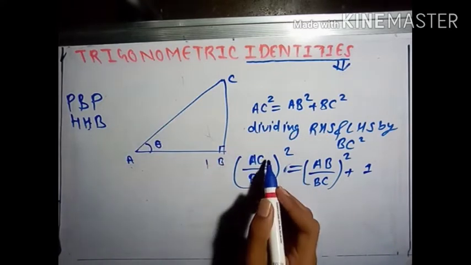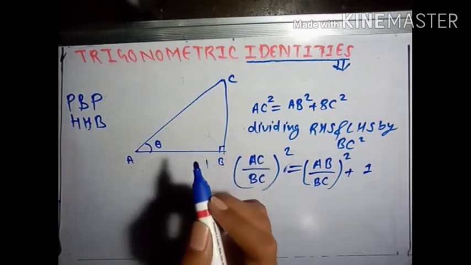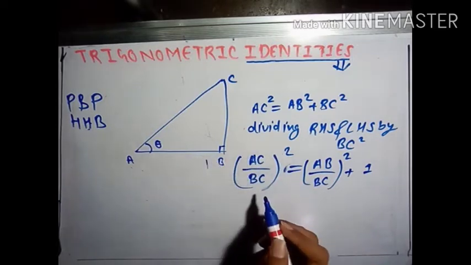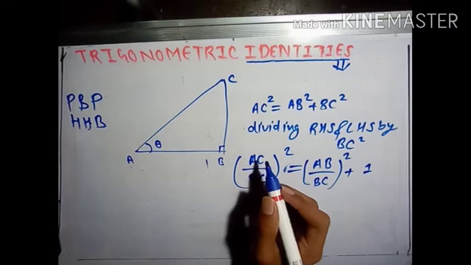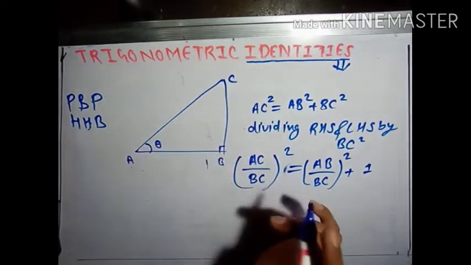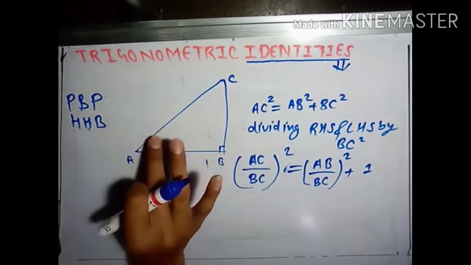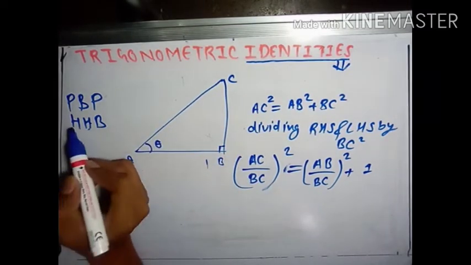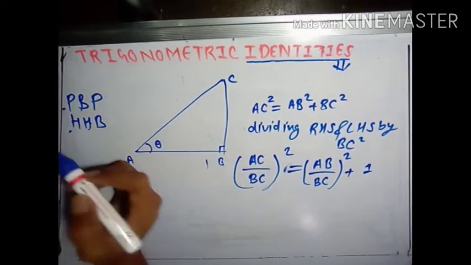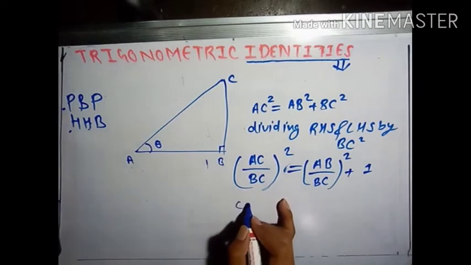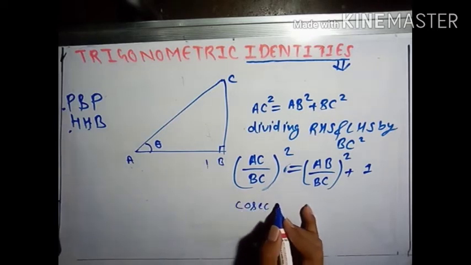Again use this triangle and write this ratio in the form of trigonometric ratios. So let's do it. AC is what? Hypotenuse, and BC is perpendicular. So hypotenuse upon perpendicular. Look here, hypotenuse upon perpendicular. This is what? Exactly cosec. This is cosec theta.